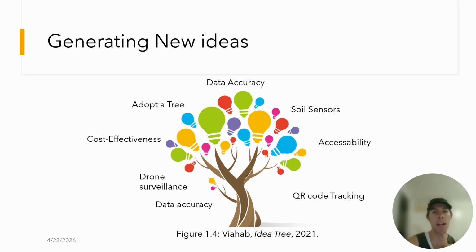As part of generating and designing through evaluating and refining multiple ideas, I mind mapped and conjured up modes such as QR tagging, an adopt-a-tree program, soil sensors, and drone surveillance. The evaluation of these ideas was checked against 4 criteria: effectiveness, cost, data accuracy, and accessibility, which were then refined and selected based on the most optimal outcomes.